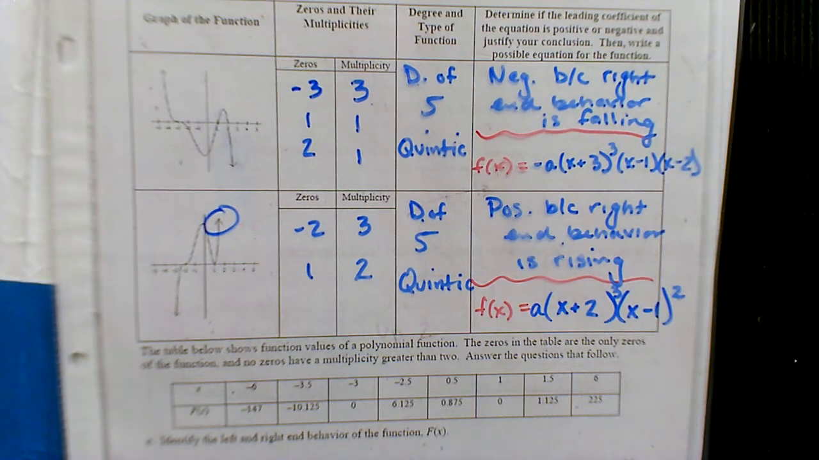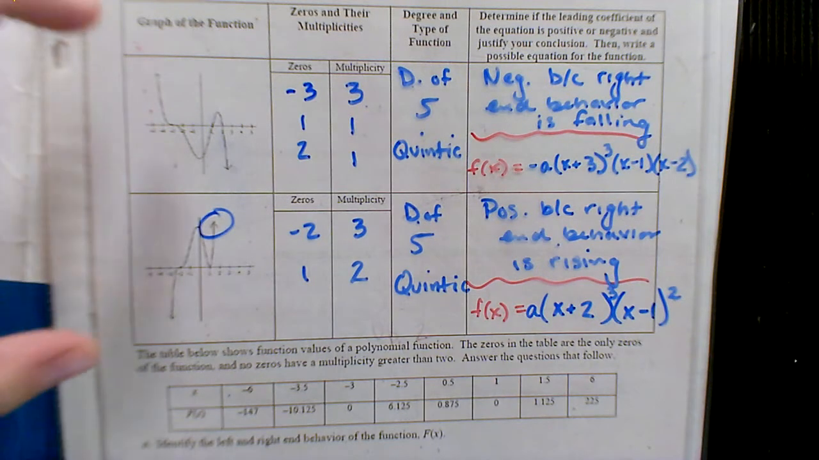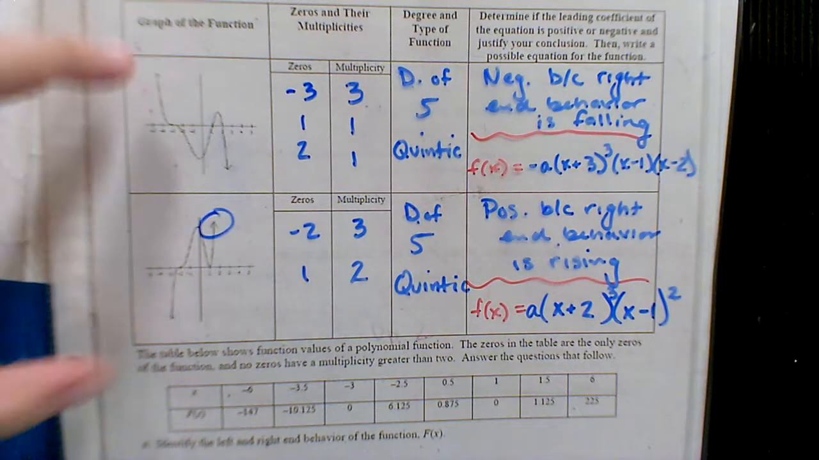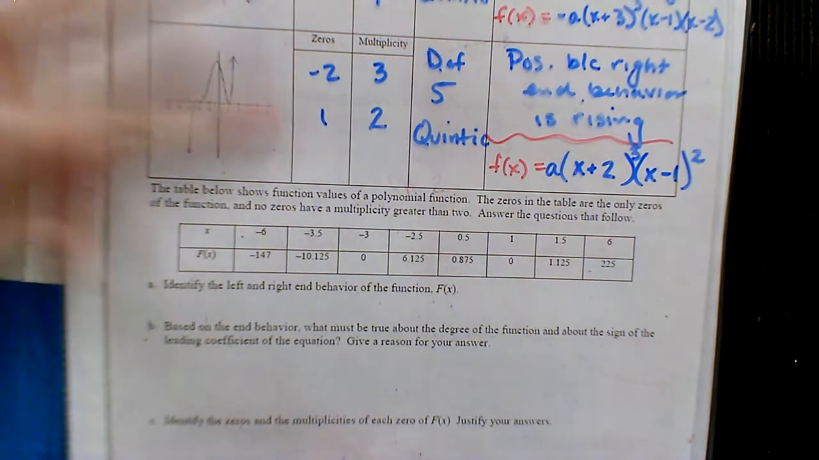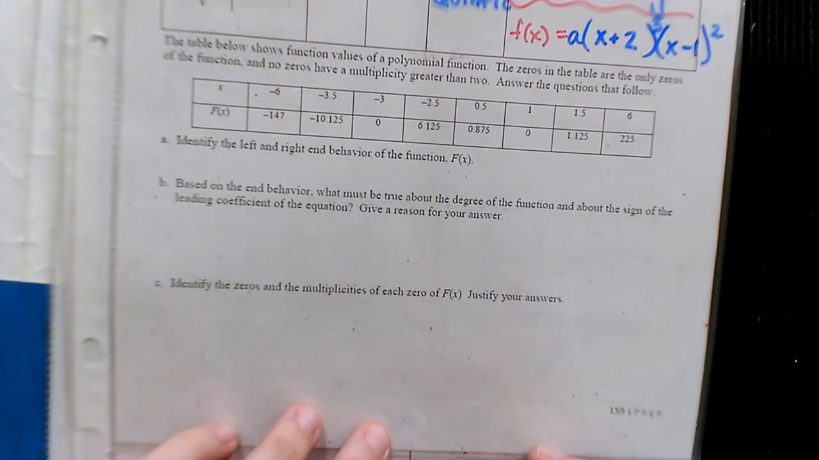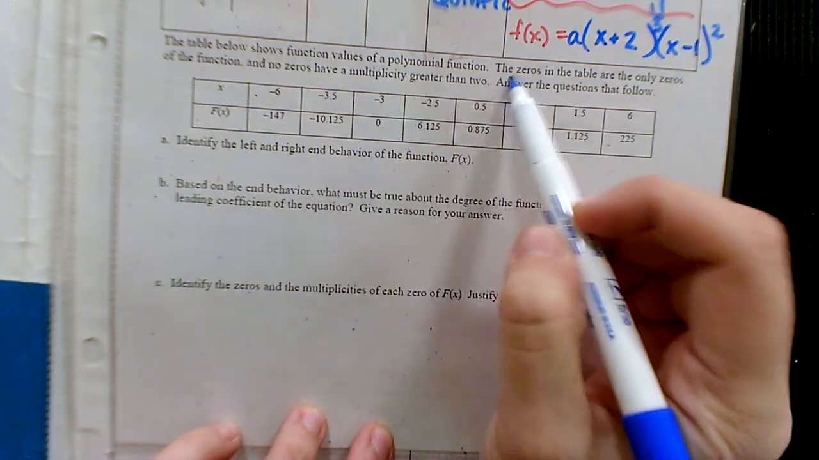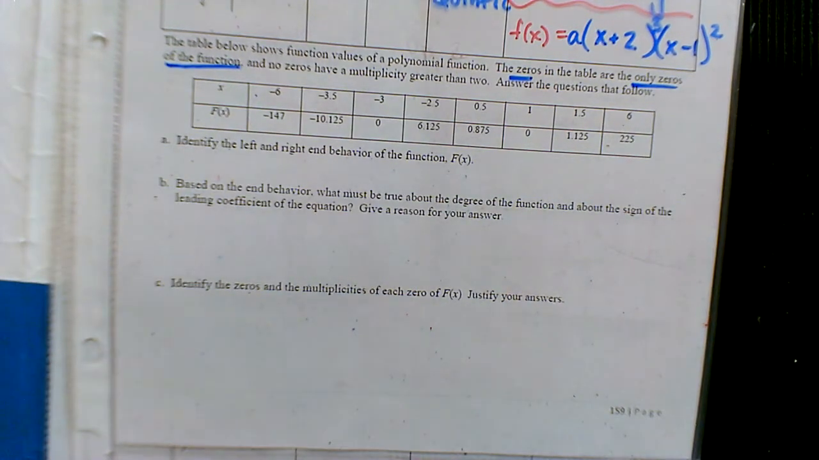Wonderful. All right, so we're going to take a look at the same concepts, okay, the same types of questions, but this time instead of basing our analysis or answers off of a graph, what if we were given a table? Okay, so instead of a picture, we have this chart information. So they give us some directions at the top. The table below is a polynomial function, okay, some type of roller coaster graph. The zeros in the table are the only zeros of the function. Okay, so the only x-intercepts. There aren't any hidden ones in there that we're not aware of.